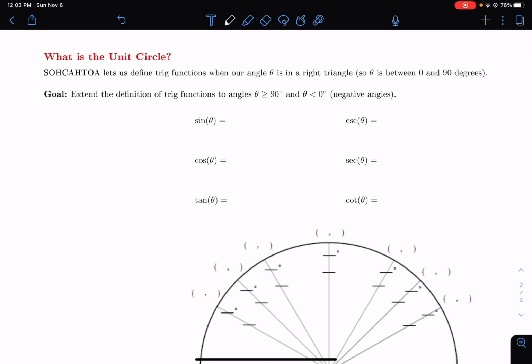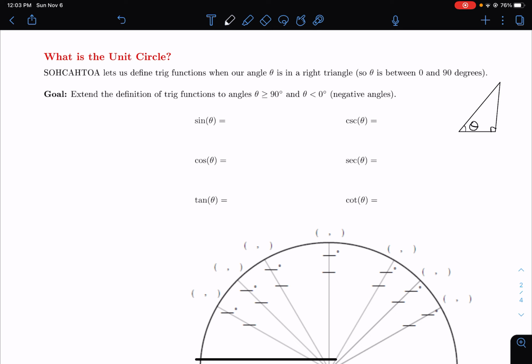In this video, we are continuing section 6.3 on the unit circle, and we'll get into what the unit circle is and how we use it. So we've used SOHCAHTOA before to define trig functions when our angle was in a right triangle. So if I had a right triangle and I had some angle theta in it, then we had formulas for defining trig functions. So in that context, theta has to be something between 0 and 90 degrees.